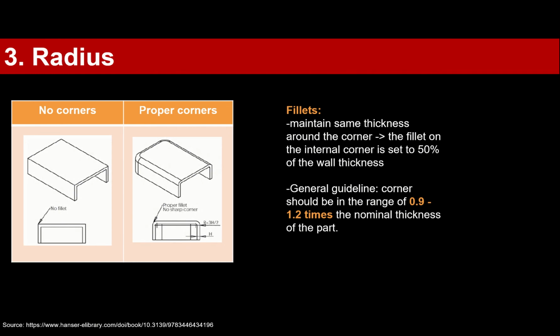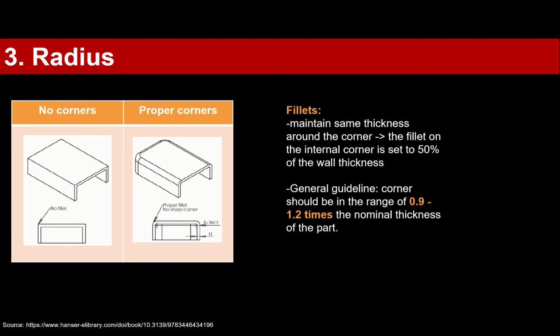Radius. So it's number 3 for design consideration. When we have here, as shown here, a U profile with no corners, no radius, we will have a stress concentration in these areas. The part will not be stable. It's all over not good. However, when we add here some fillets, so we remove the sharp corners, we can reduce the stress level of the part.